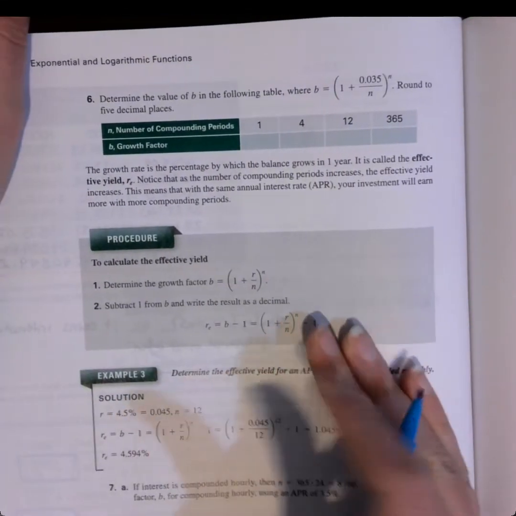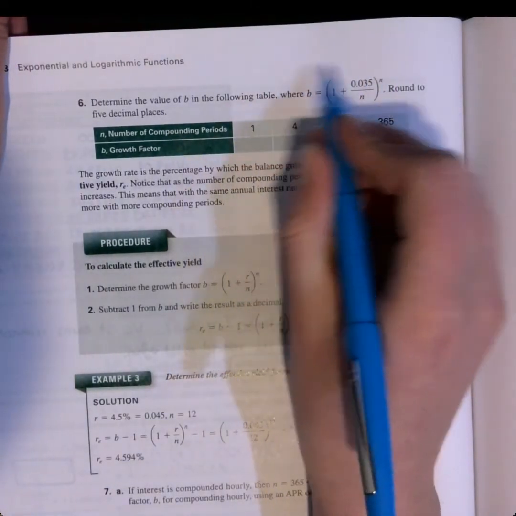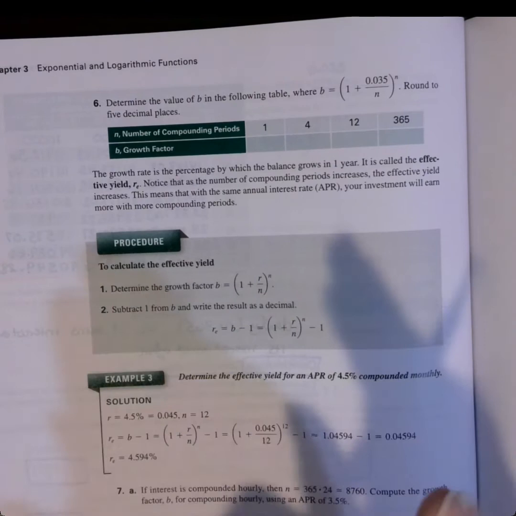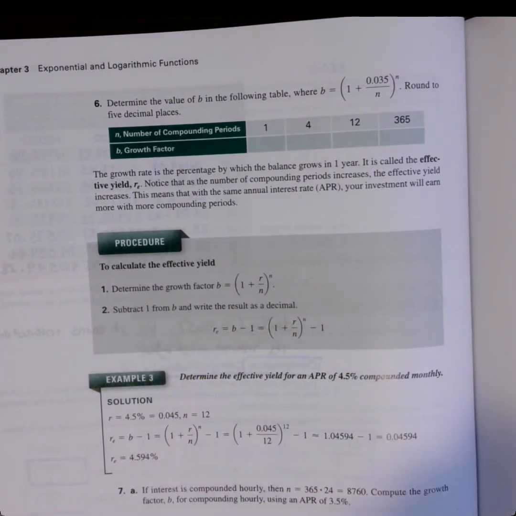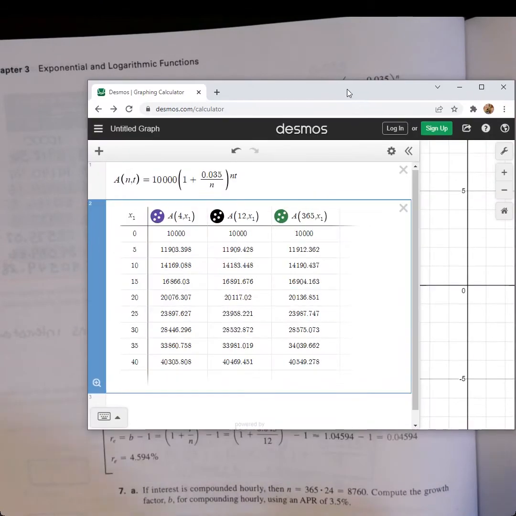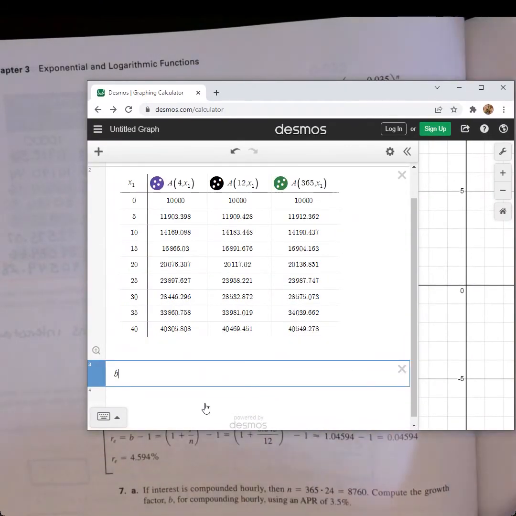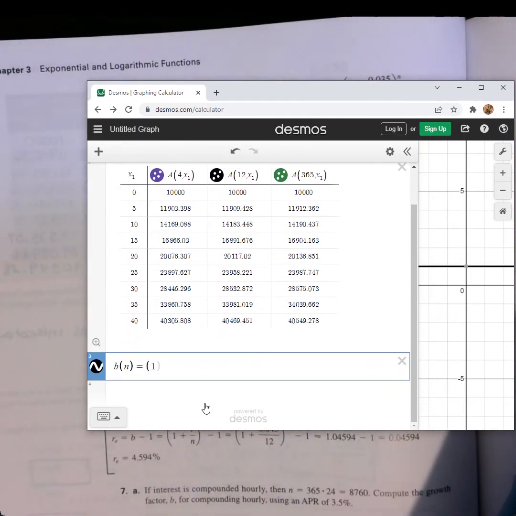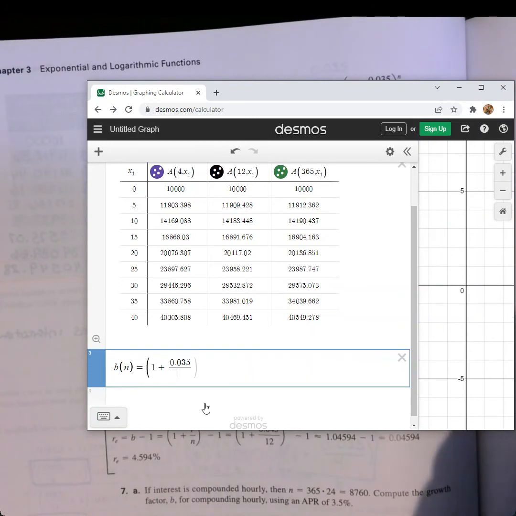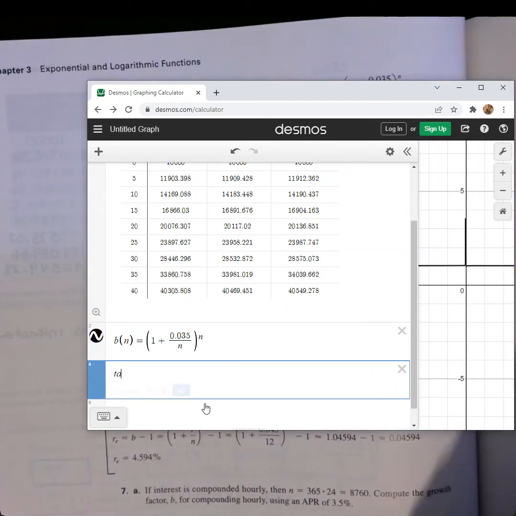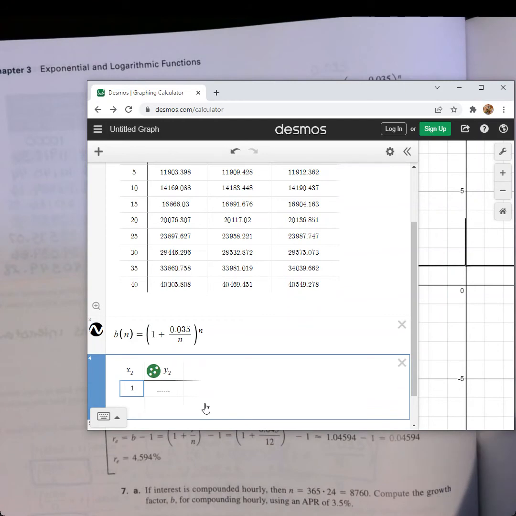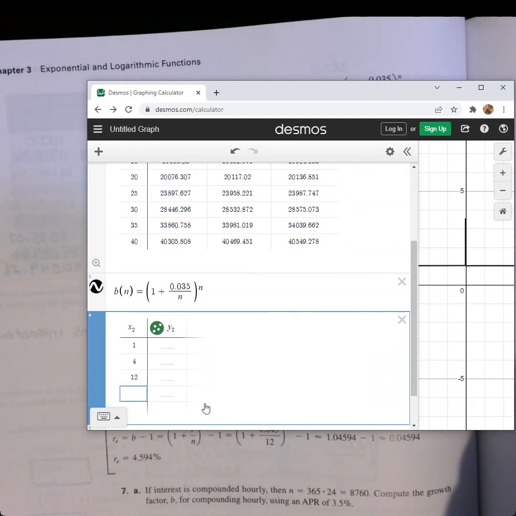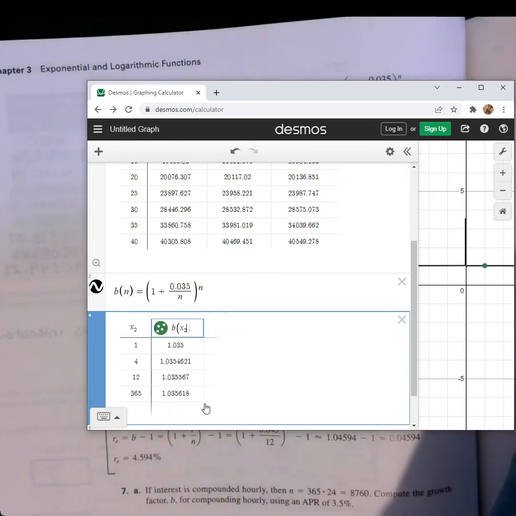Now we're going to make a table where we're just looking at our growth factors. Okay, so let me bring my decimals over. I'm not going to get rid of that massive table I had earlier. I'm just going to go down to a new row. We're going to let b be a function of n, and it's going to be equal to 1 plus our rate, 0.035 over n to the n. And then I'm going to start a new table here with inputs of 1, 4, 12, and 365, and then we'll autofill b with x2 input values.